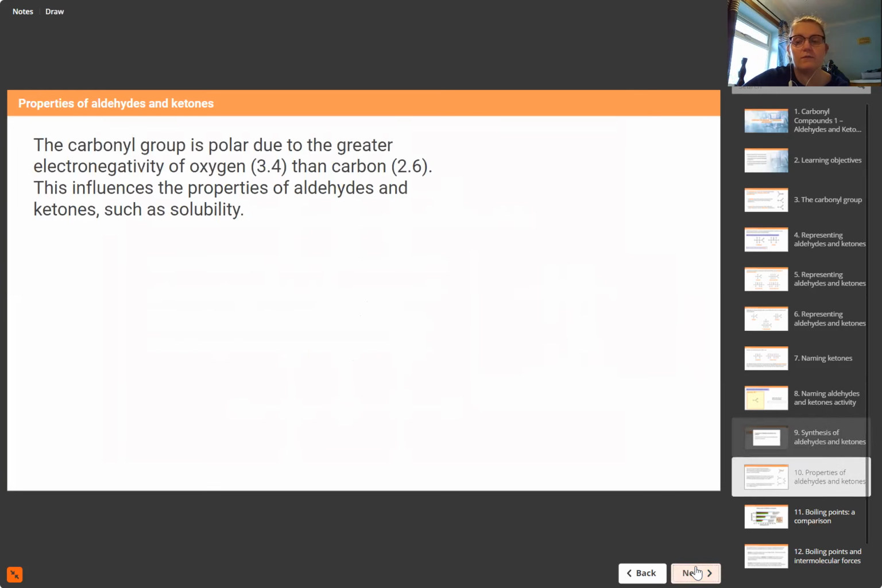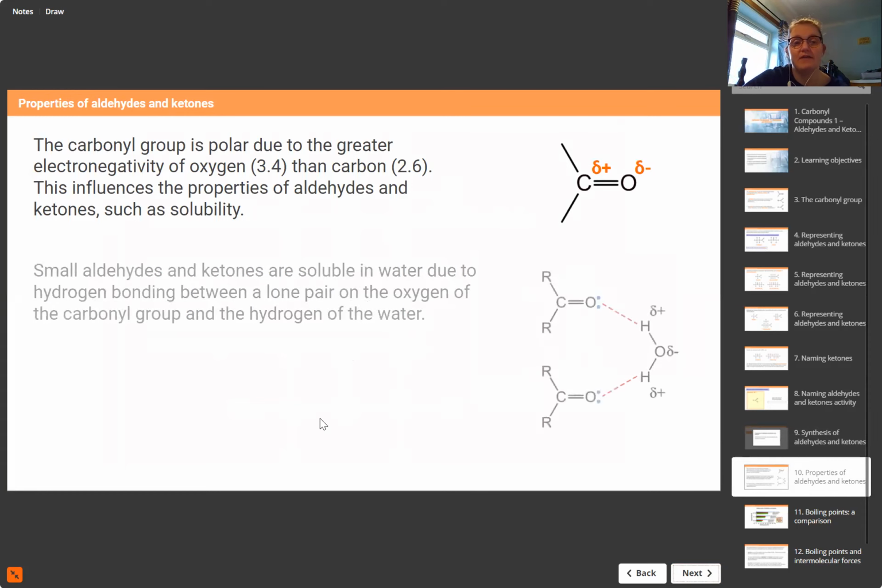So the properties of aldehydes and ketones: the carbonyl group that is present is actually polar. And it's polar because there's greater electronegativity at the oxygen, which is 3.4, than at the carbon, which is 2.6. And because of this, this actually affects the properties of aldehydes and ketones, such as solubility.